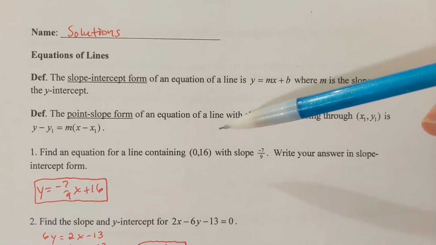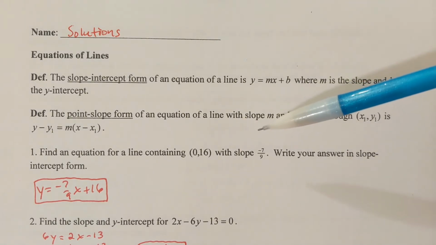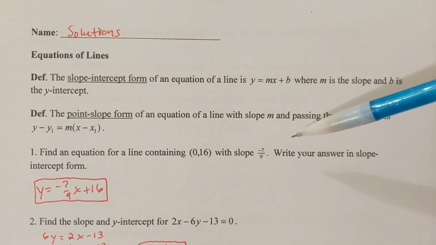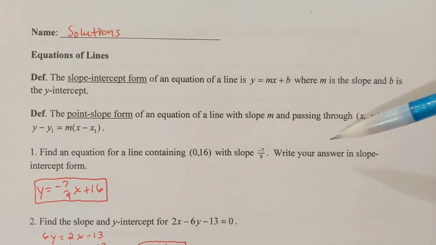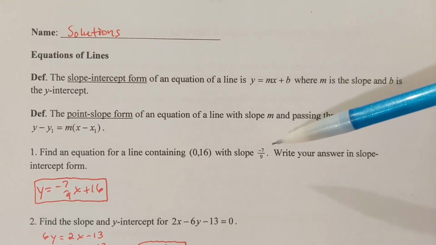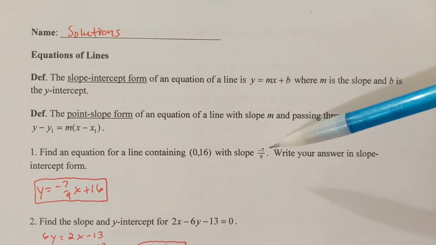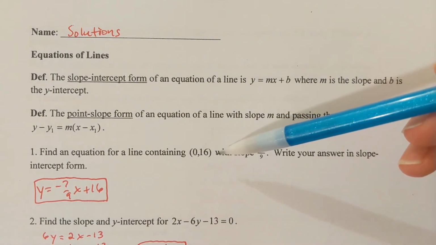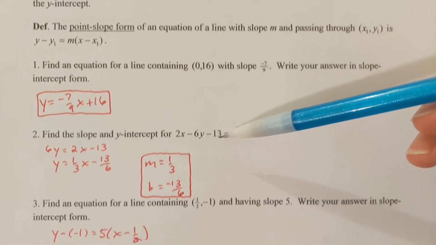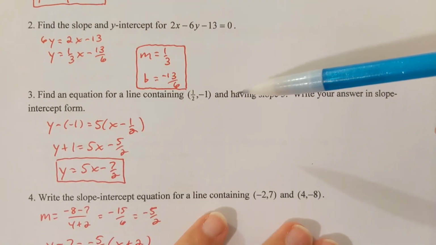Okay, problem 1. Find an equation for a line containing (0, 16) with slope negative 7/9. Write your answer in slope-intercept form. Well, here we can go right to the answer. y equals mx plus b, m is the slope, b is the y-intercept, 16, and so y equals negative 7/9 x plus 16 is the answer.